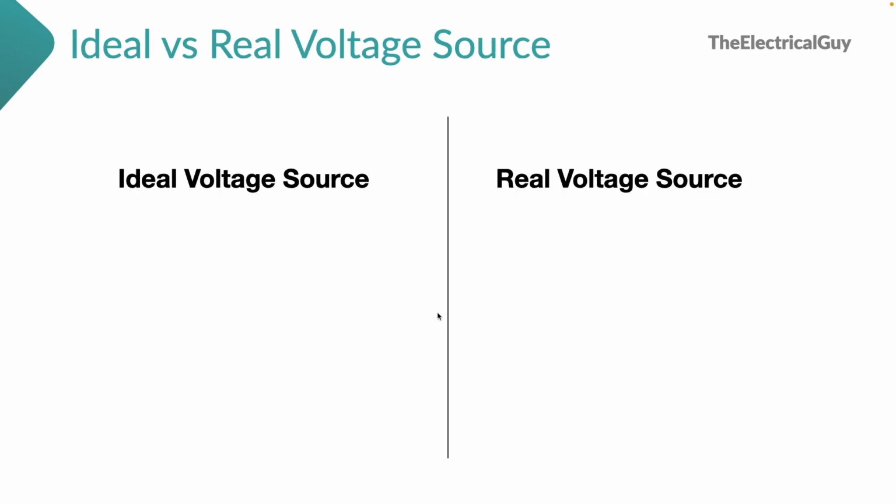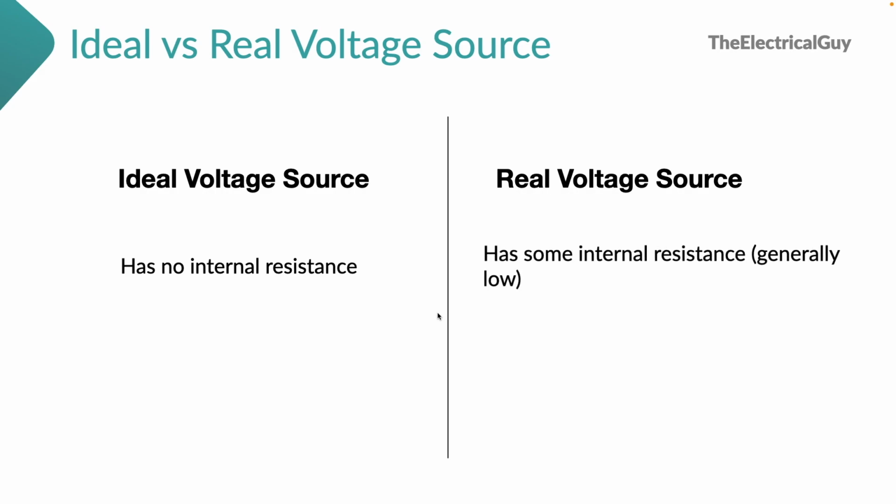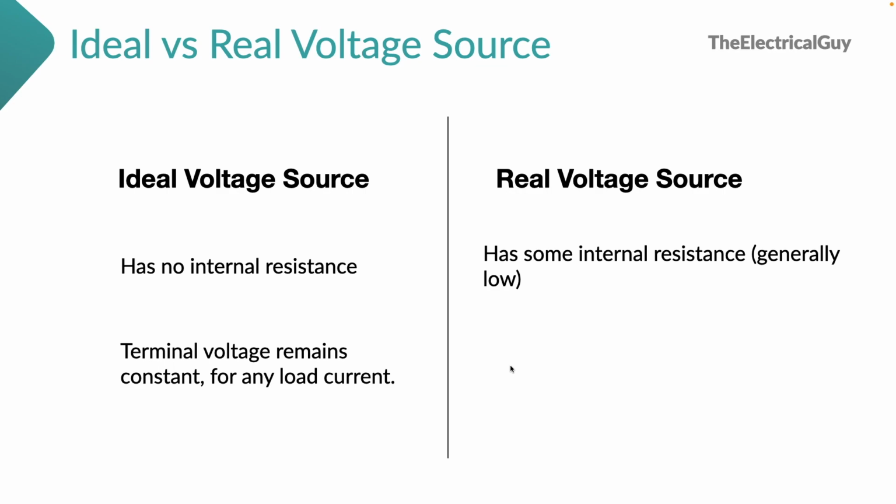Now let's quickly compare the ideal voltage source and a real voltage source. The ideal voltage source has no internal resistance, right? Whereas the real voltage source has some internal resistance. Generally it is low. Then the terminal voltage remains constant for any load current in case of an ideal voltage source, that we have also seen in the simulation. Whereas in case of a real voltage source, the terminal voltage changes with change in load current, right? That is the basic comparison between ideal and real voltage source.